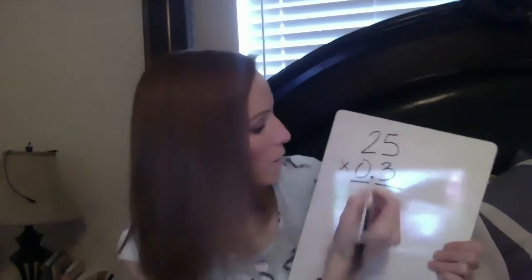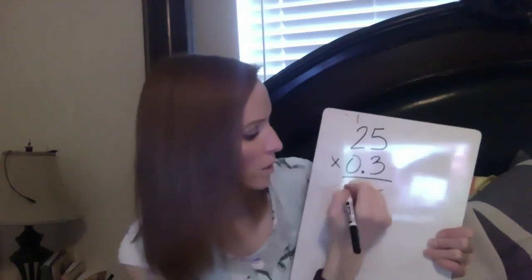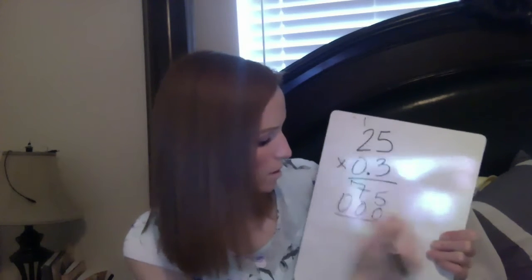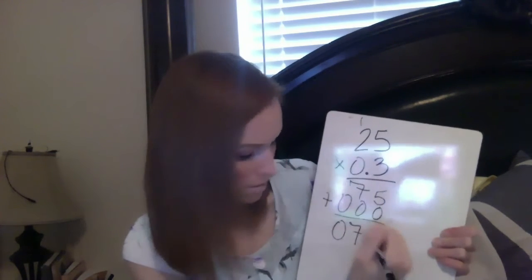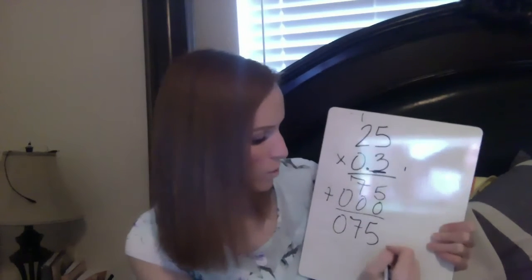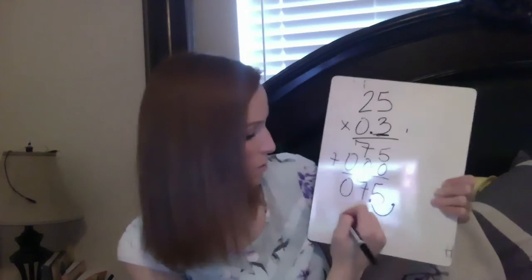Let's try another one. If I have 25 as a whole number, and I'm multiplying that by 3/10, I just multiply it like it's all a whole number. Okay, 3 times 5 is 15. 3 times 2 is 6 plus 1 is 7. And then I would do all my zeros. And then I only have one number that has a decimal point. So I'm just going to bump it one time, which means that would equal 7 5/10.